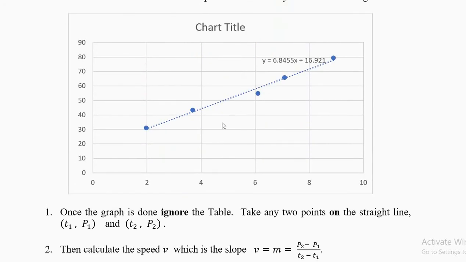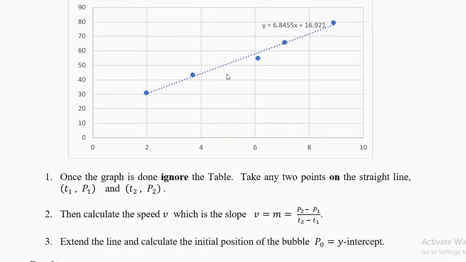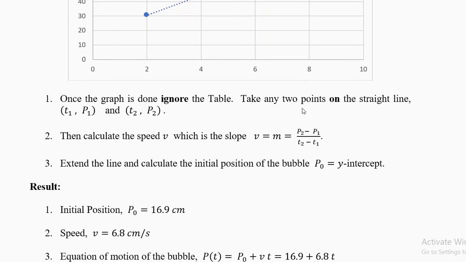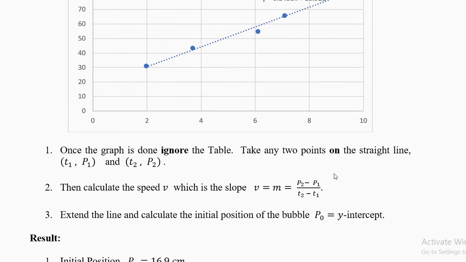Now once you have put the line, don't look at the points. Put the points, ignore the table. After you draw the line, do not look at these 5 points. Take any 2 points, like the point in the corner is very good. In your graph paper, you'll have a lot of corners. Take 2 points. Now this is your position, this is your time. So do P2 minus P1 divided by T2 minus T1. Y2 minus Y1 divided by X2 minus X1. That is your slope, and slope is the speed.